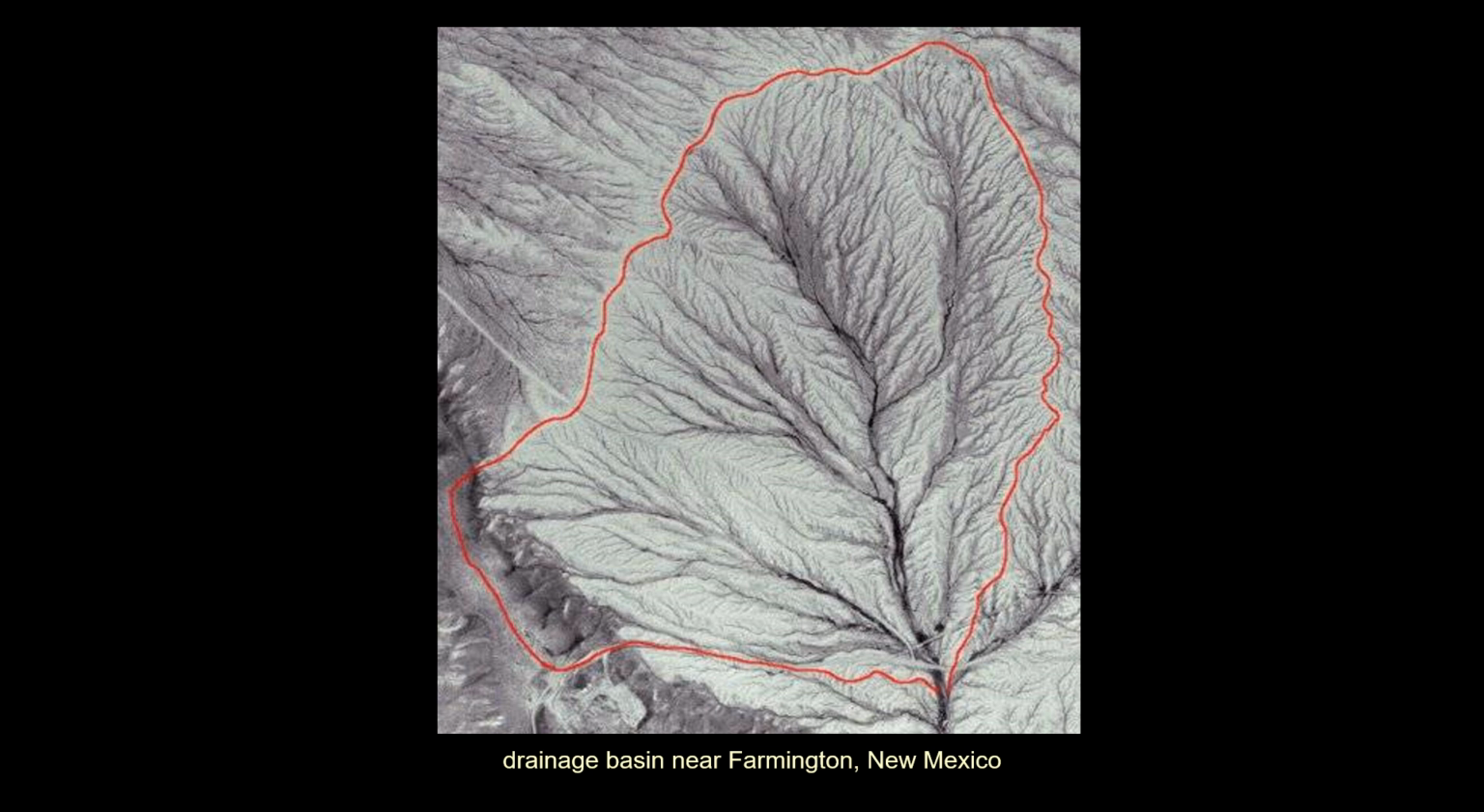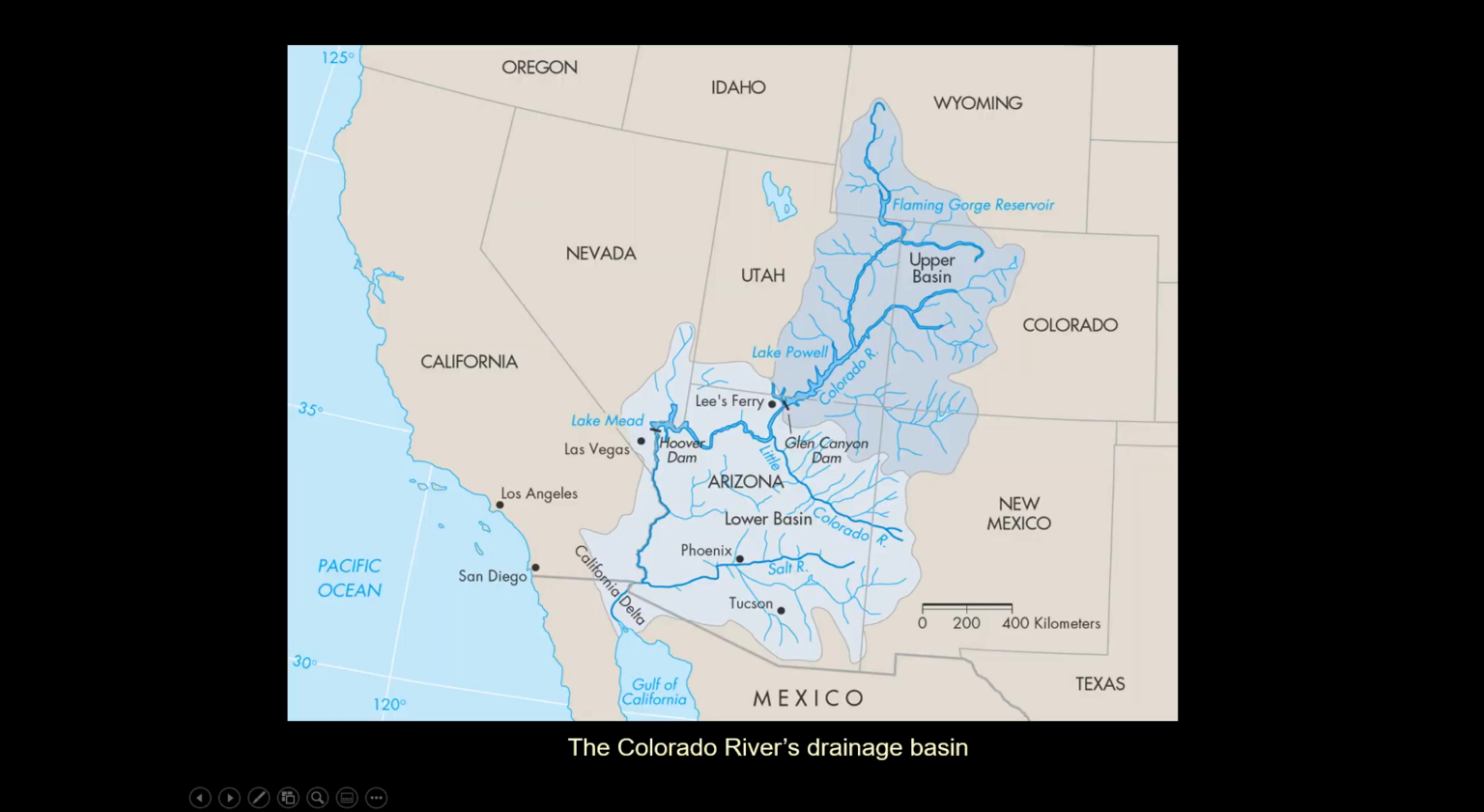This one's an actual photograph. This one's near Farmington, New Mexico. But you can see all of the small tributary streams that flow into the bigger ones, even some of the just gullies and things that are the very beginnings of streams. But we see this red line representing the drainage basin for the river that's shown down here in the lower right-hand side of the slide.